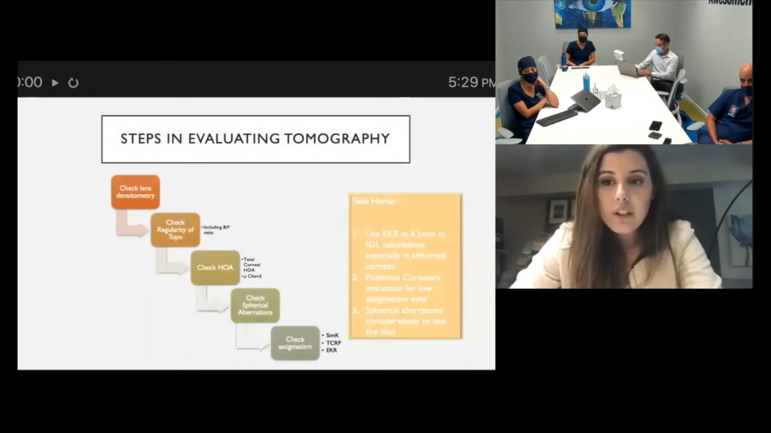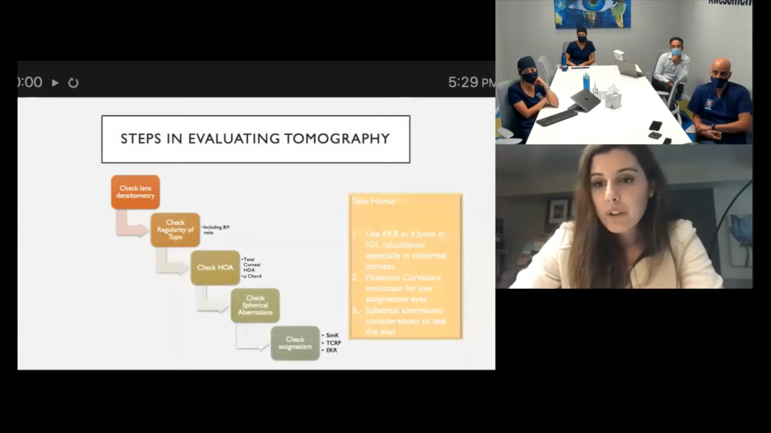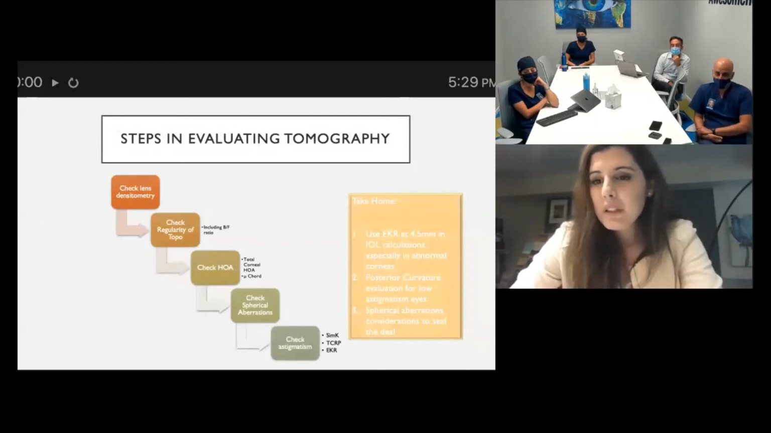If a patient is younger than 70, which is a lot of our patients and a lot of our RLE, then do take a pupillometry measurement before you go ahead and use the EKR with the adequate pupil size. The posterior curvature is very important, especially in a low astigmatism eye. In the high astigmatism, it may play a very small role, but in the lower ones, it can make the whole difference between nailing the refraction and being a little bit off.